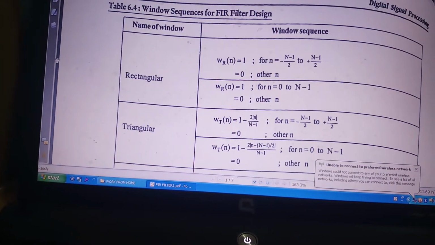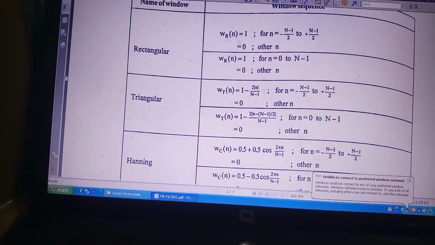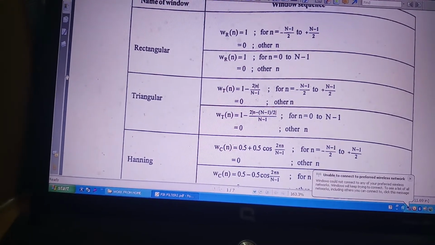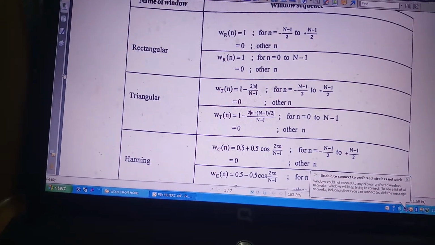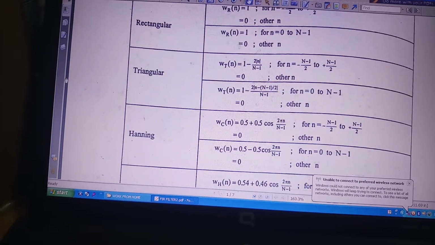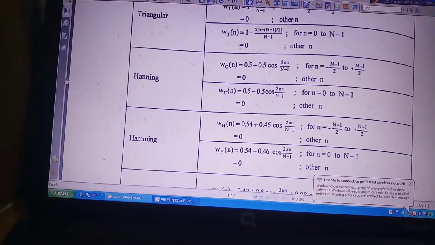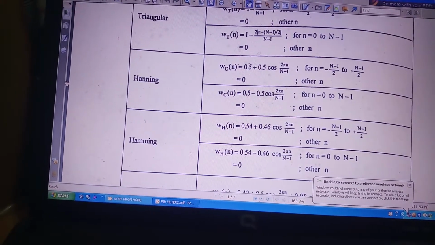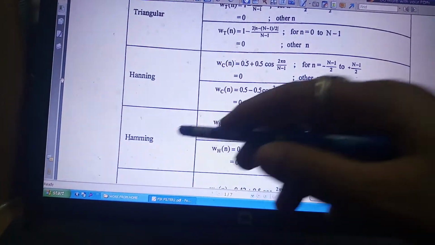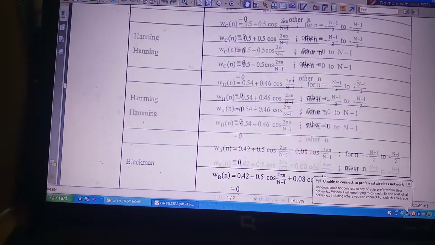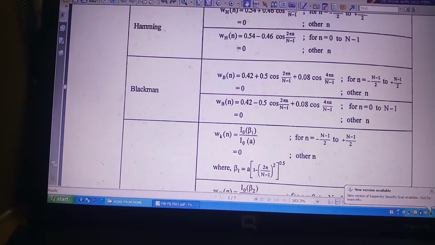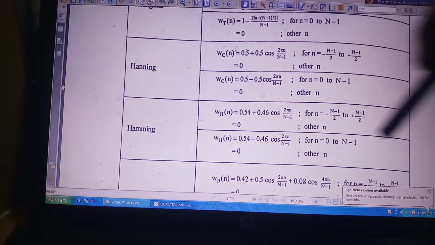So there are various filter design techniques using various types of windows, like the rectangular window. From the name you can identify that the shape of the window is rectangular. Then there is the triangular window. More specific windows are the Hanning window and the Hamming window. Hanning window and Hamming window are very important. These two are very important for the semester exam. And there are also other window techniques like Blackman and Kaiser. Mainly I will focus on Hanning and Hamming window techniques.